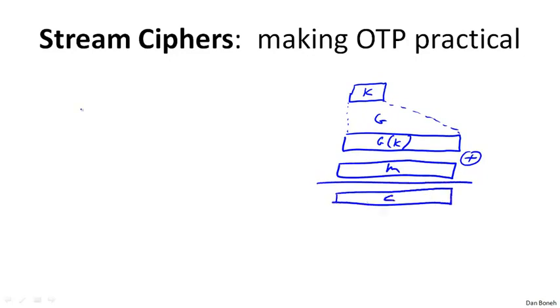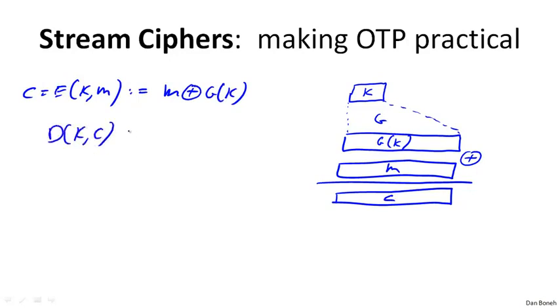Or if we want to write this in math, we'll write c equals the encryption of the message m with a key k, which is simply defined as m XOR g of k. And then when we want to decrypt, basically we do exactly the same thing. It's the ciphertext XOR g of k, just like in the one-time pad, except that instead of XORing with k, we XOR with the output of the generator applied to k.